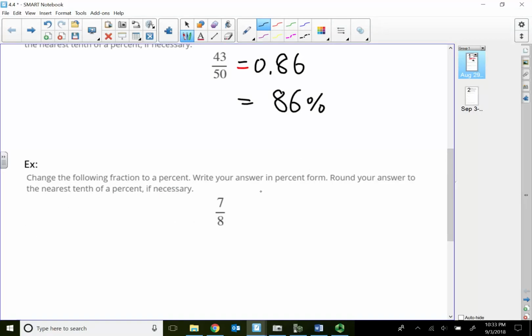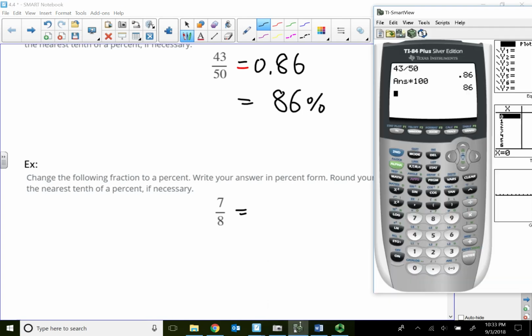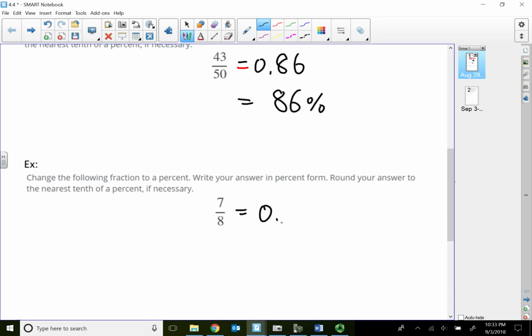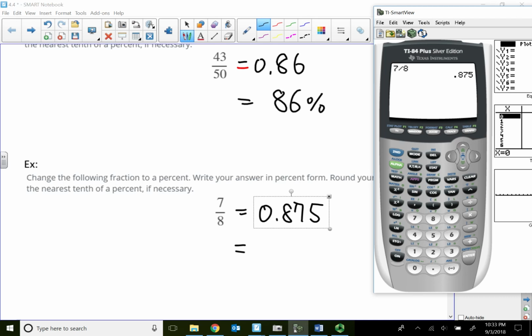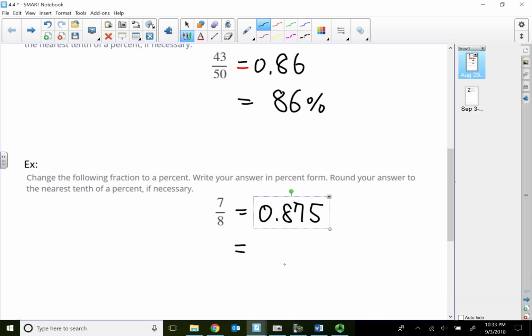Alright, same thing. Write your answer in percent form, round your answer to the nearest tenth. So 7 divided by 8 is 0.875 in terms of a decimal. If I move my decimal to the right 2 places or times 100, either way, my answer will be 87.5%.